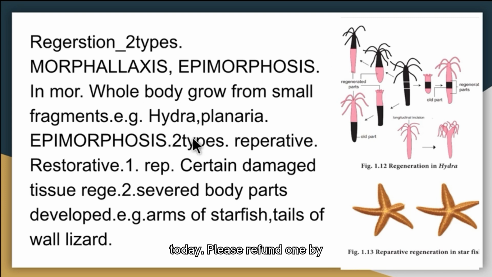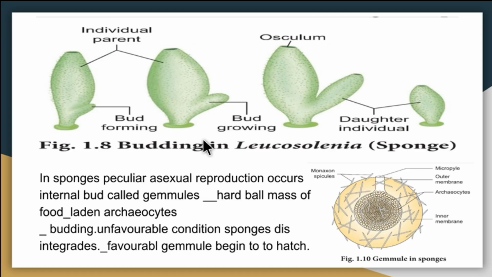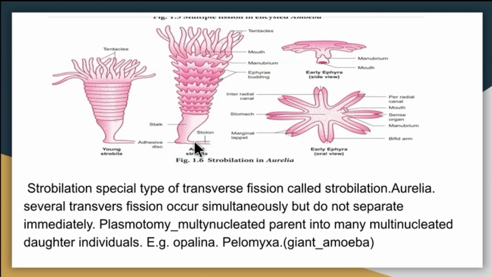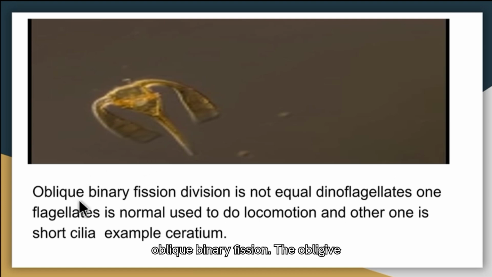Today, please recall one by one. First one, today we are discussing oblique binary fission. The oblique binary fission means the fission is not equal because the animal body is not in a perfect manner. It has the two flagellates.